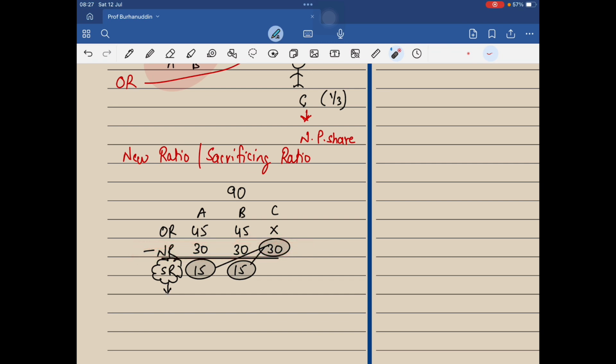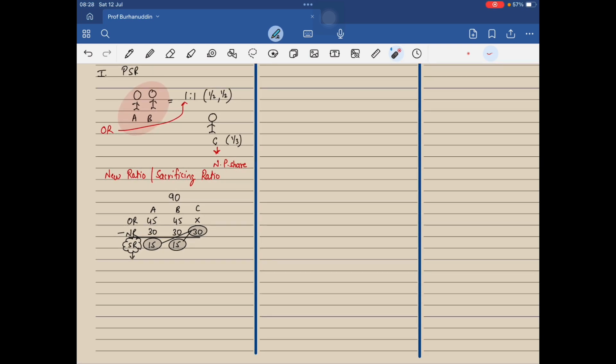That's why 1/3 and 1/2 is very easy for us to understand. But what if in the examination the question tells you that the old ratio is 2:3 and the new partner is having 1/5 of the share? So here you need to find out the new ratio and the sacrificing ratio, of course. Do you understand this? Now the new partner, let me erase this.